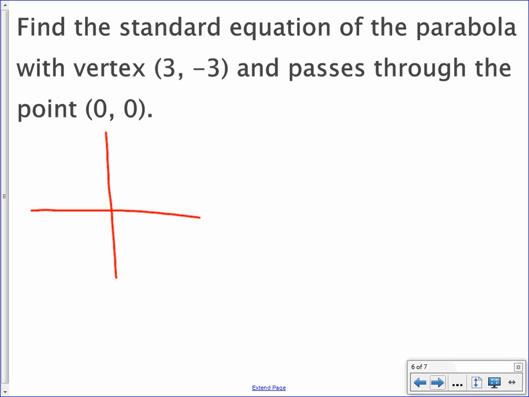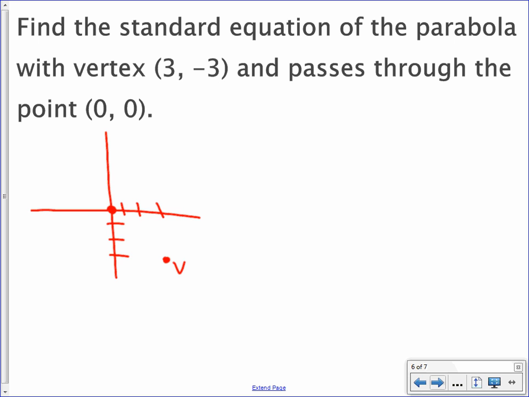Now, our vertex is 3, negative 3, and we know it passes through 0, 0. I have a problem with this information, though. I want you to think to yourself which way it opens. I'm going to count to 3, and after I say 3, I want you to tell me what you think. Everybody all together. Ready? 1, 2, 3.